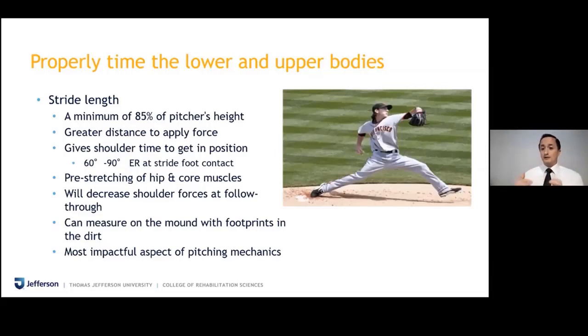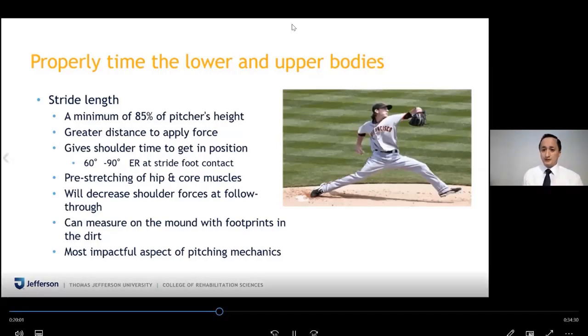So we want to make sure that we stride far enough, not only to generate energy, but also to make sure that our arm has gotten in the spot that we want it to. We're going to talk about that in a minute. The biggest factor here is stride length. If you want to change any biomechanical variable in a pitcher and have the biggest impact, I truly believe that it is stride length. It should be at a minimum 85% of a pitcher's height. You'll commonly see it's more than that. And Tim Lincecum here probably had one of the best stride lengths out there.